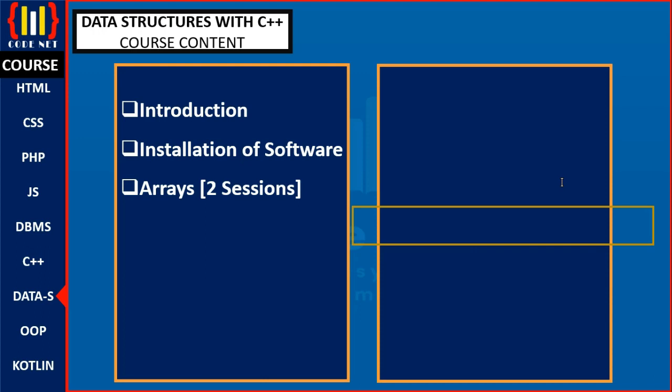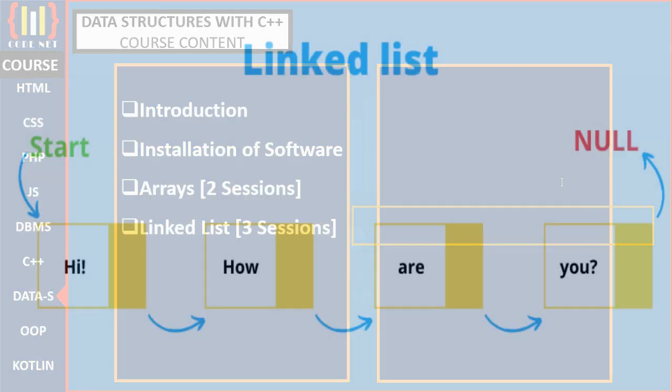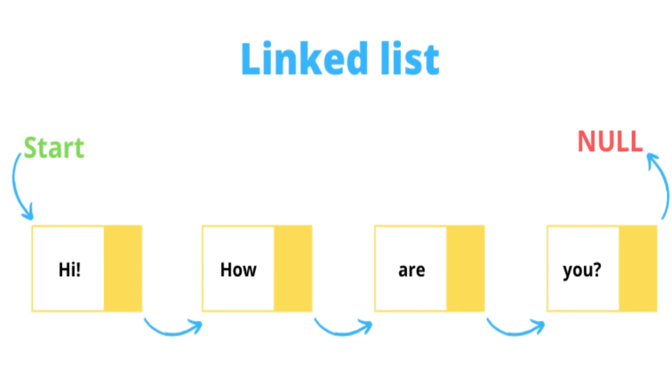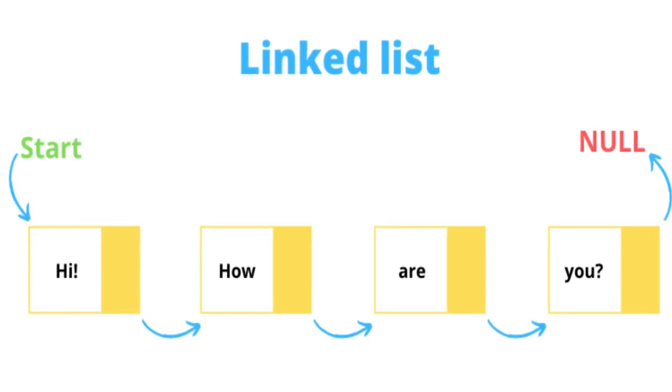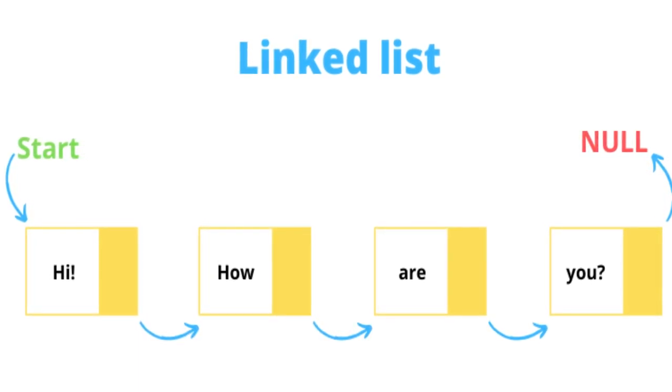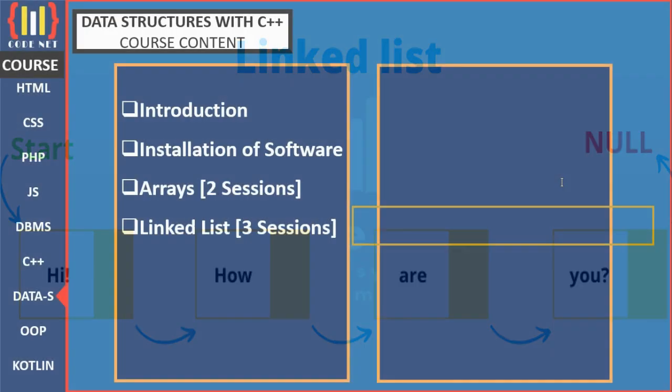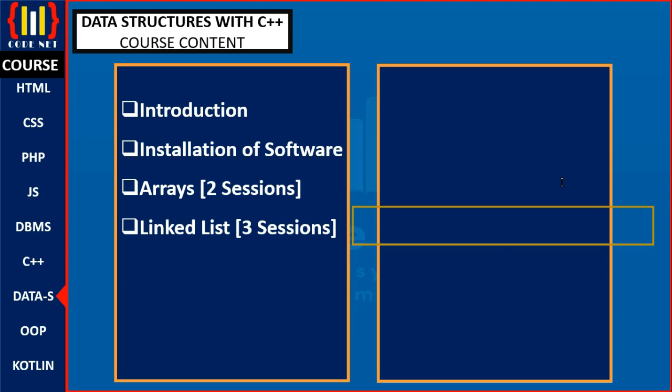After that, we'll understand, in 3 sessions, what a linked list as a data structure is, how we can implement different types of linked lists, the ordered and the unordered linked list, and how we can print out the linked list in reverse order. We'll understand the differences between arrays and linked lists as we proceed with this course.